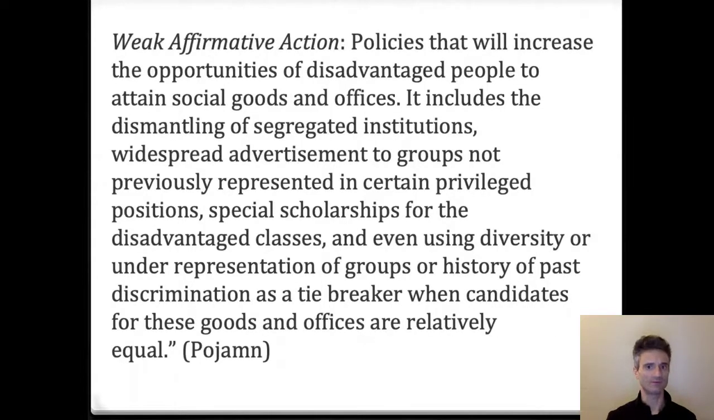What is weak affirmative action? Well, by weak affirmative action, it is meant policies that will increase the opportunities of disadvantaged people to attain social goods and offices. It includes the dismantling of segregated institutions and widespread advertisement. So as you can see, Poyman is making a distinction, which is very important. Although he doesn't say this in his essay, he implies this, that weak affirmative action is the original idea of affirmative action.